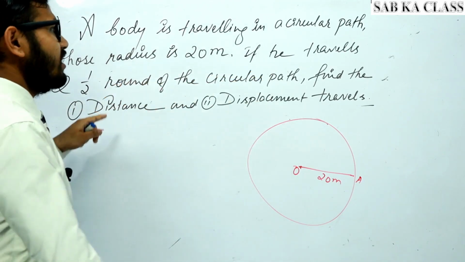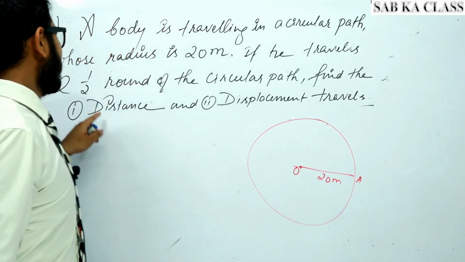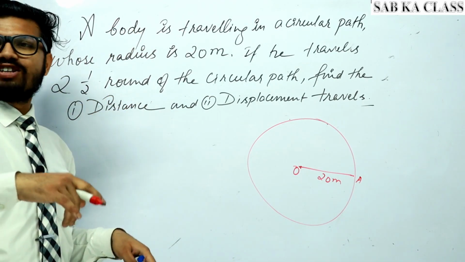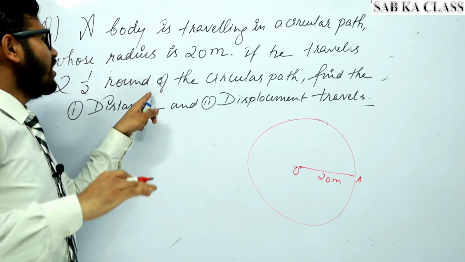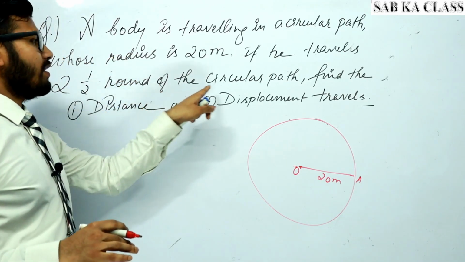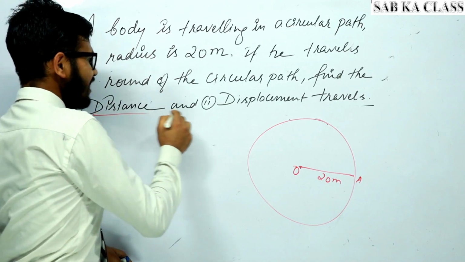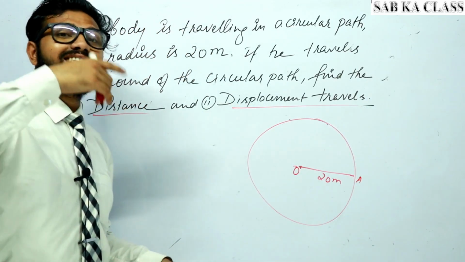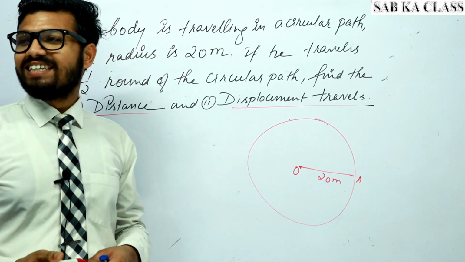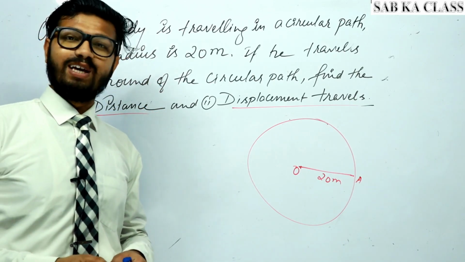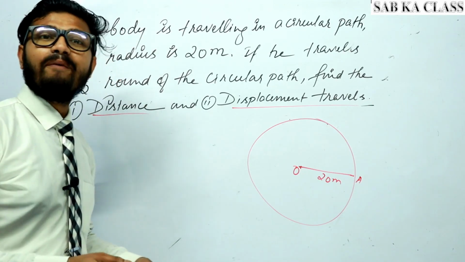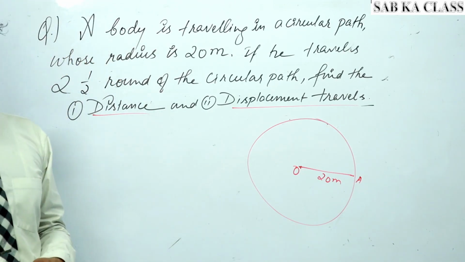If it travels how much? If it travels 2.5 rounds, मतलब 2 round और आधा round. If it travels 2.5 rounds of the circular path, find the distance and the displacement travel. समझ में आया कि वो अगर 2 और आधा चक्कर लगाएगा तो कितना होगा डिस्टेंस और कितना होगा डिस्प्लेसमेंट. ये क्वेश्चन है. इंटरेस्टिंग है कि नहीं क्वेश्चन? तो मतलब बहुत इजी है. अब वो कैसे निकालोगे? How will you find it?